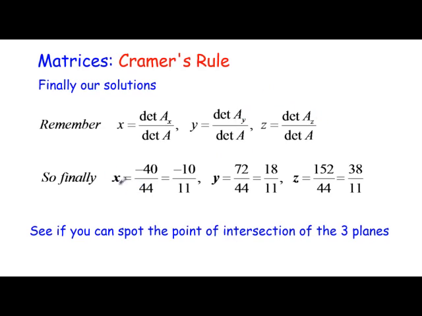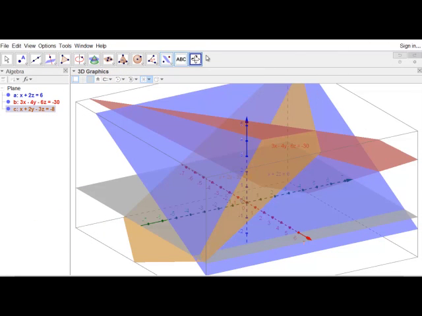And you can see here that when we put all the numbers together, we get x is minus 10 on 11, y is 18 on 11, and z is 38 on 11. Now I wrote down here, can you spot the point of intersection? So I'll show you what this looks like in GeoGebra, and let's have a look.